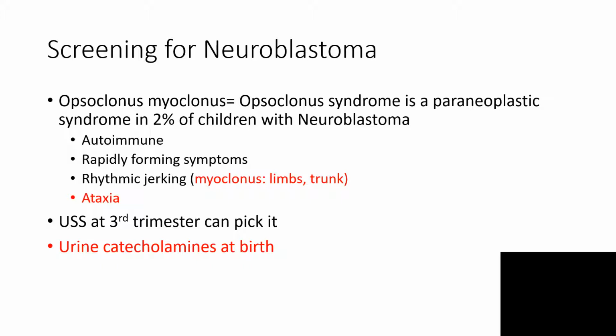You can use ultrasound at third trimester to pick the condition. Check the urine catecholamines at birth, because you are screening for neuroblastoma. The ultrasound can help at third trimester. I've told you what opsoclonus myoclonus is all about in 2% of children with neuroblastoma.